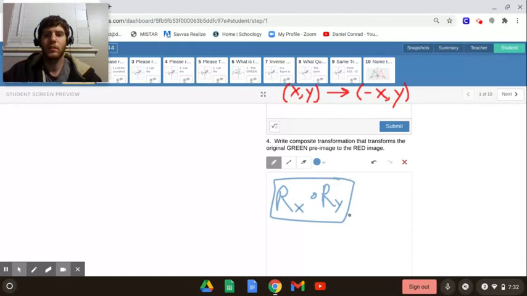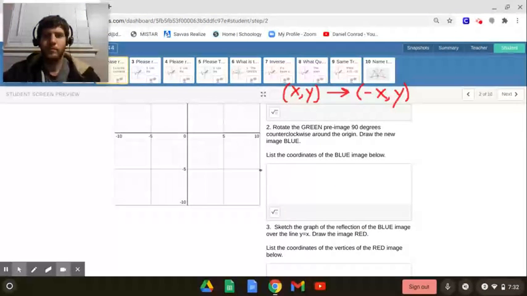This is what we did first. Right, this is what we did first. We reflected over the y, and then we took that reflection over the y and we reflected it over the x. So it's the reflection over the x of the reflection over the y. Okay, so you just have to switch the orders there. Okay, let's go to slide number 2.